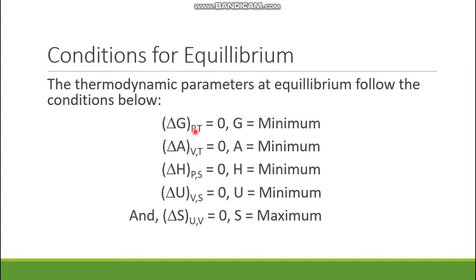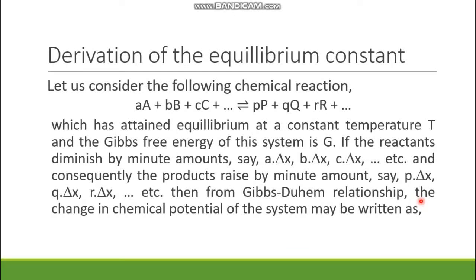Okay, so now let me start the new topic, which is the derivation of the equilibrium constant. In this regard we have to take a generalized chemical reaction taking place between a moles of A, b moles of B, c moles of C, and the products are p moles of P, q moles of Q, r moles of R. Here the numbers of moles are in small letters and the species are written in capital letters.